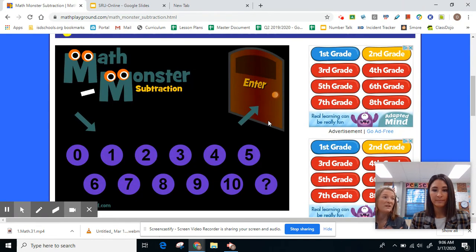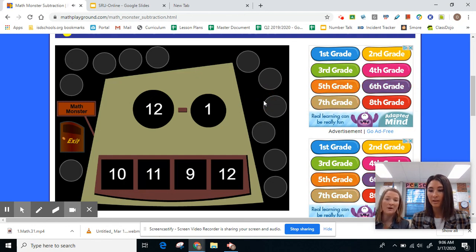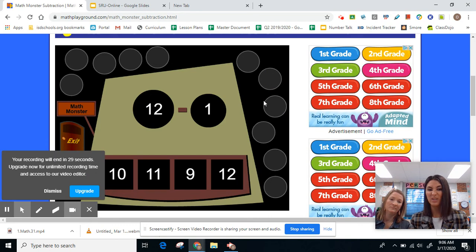I bet you we can use paper and pencil to figure out our answers. Ooh, good idea. So if you have a paper and pencil to get out in front of you, you can use that to help you solve these problems. Okay, I'm going to scoop 12 in my head and take away 1.